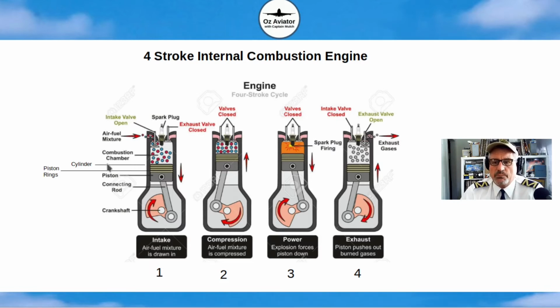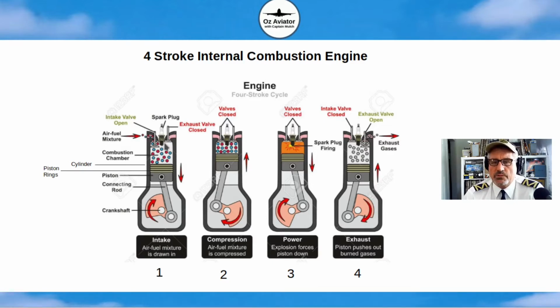First of all, have a look at some of the components. There's the crankshaft at the bottom, which is doing the turning, and the connecting rod, which connects the piston to the crankshaft. The piston has piston rings, which enable the piston to fit tightly into the cylinder. So the cylinder is what the piston moves inside. The space within the cylinder is called the combustion chamber. We have intake and exhaust valves, and a spark plug at the top.